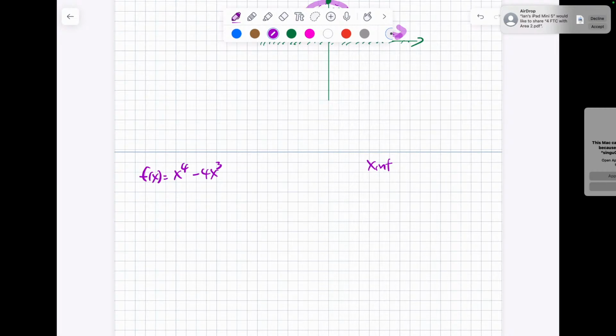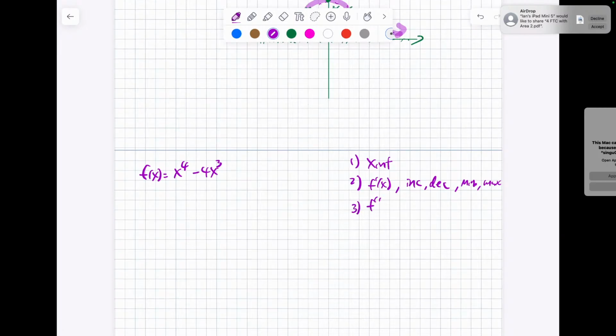The second thing I want you to find is f prime of x. From f prime of x, you can tell me what's increasing versus decreasing, and you can tell me the minimum and the maximum. So you can tell me a lot of information about the original function from the derivative. The third thing will be the second derivative, which is going to tell you concave up versus down, and those are the inflection points. So you're going to help me find all those things. You're going to get a head start.